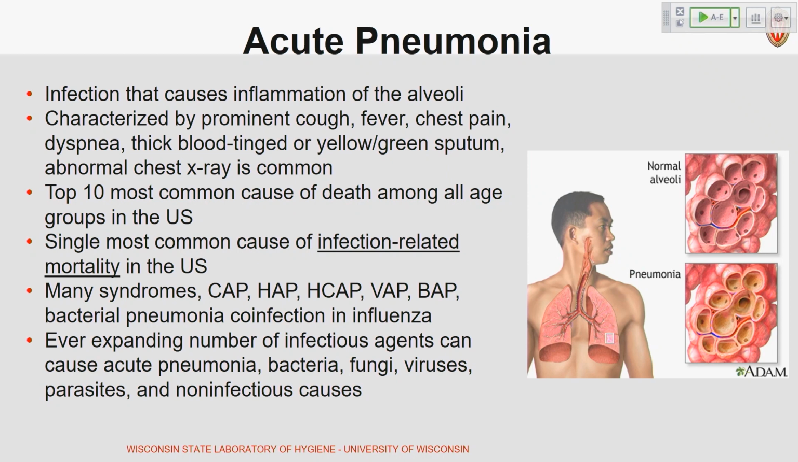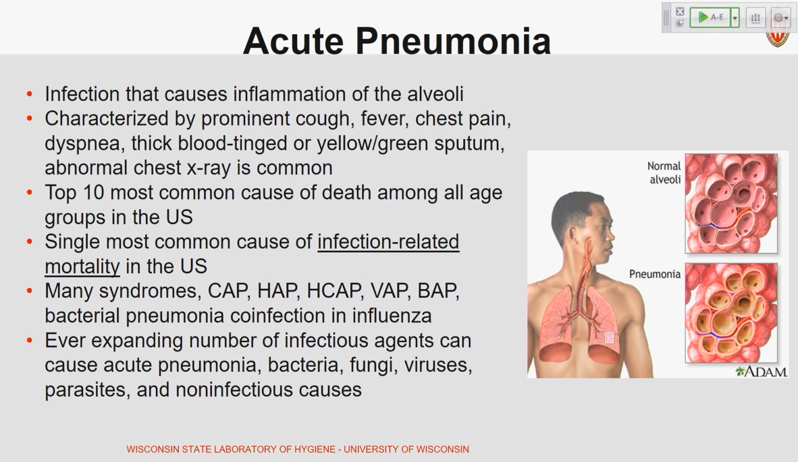Moving on, acute pneumonia. So infection that is now causing inflammation of the alveoli. So really getting down into the deeper part of the lung and seeing some of that infectious process occurring here, what it looks like comparatively to the normal. And signs and symptoms worth noting: the thick, blood-tinged or yellow-green sputum, an abnormal chest x-ray being very common.